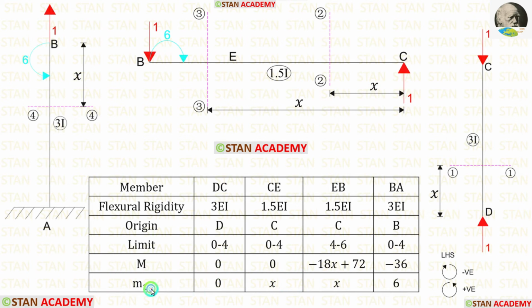Now let us find M1 in EB. This unit load is acting towards the section in the anti-clockwise direction, so it will be positive and the distance is x. 1 into x, we will get x.